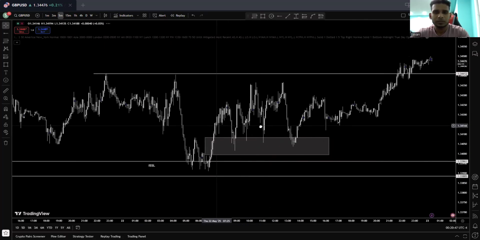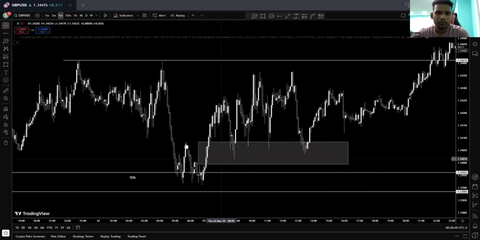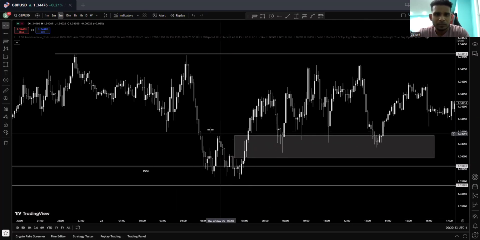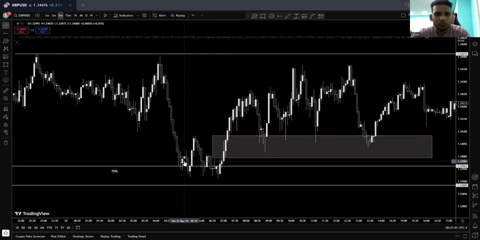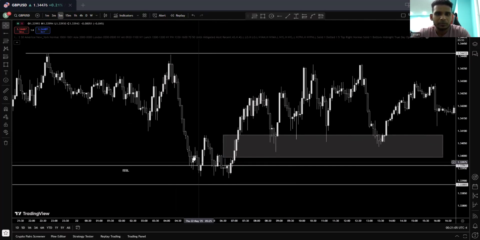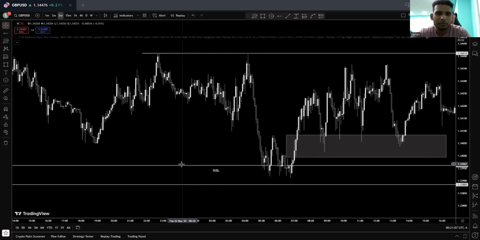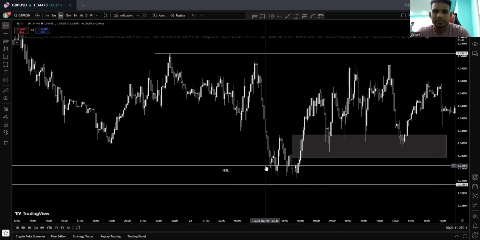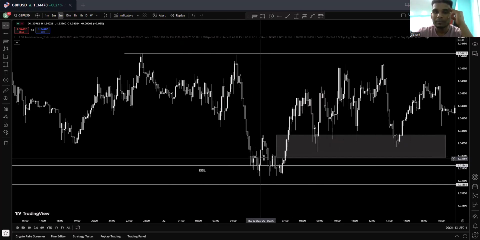In 5 minutes, it was super clear. It's just a first manipulation after sweeping the sell side. Price swept the first leg, structure shift, big displacement to the upside. So people might buy here, sweep, structure shift after taking out the sell side, internal sell side. People might buy here, but it's just a manipulation.